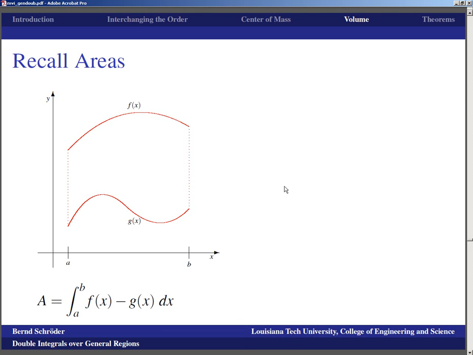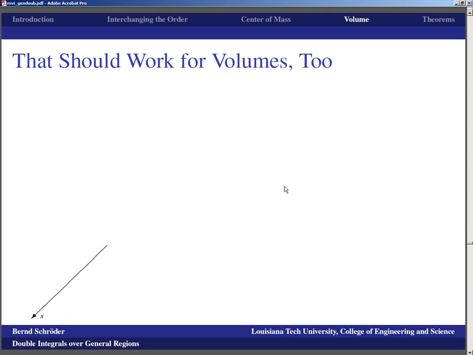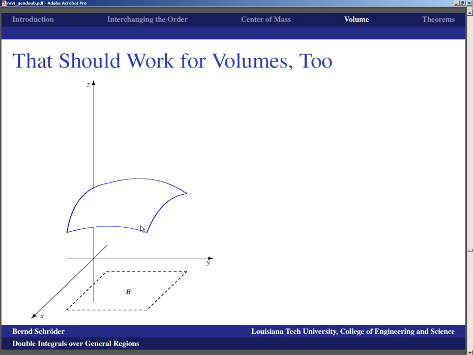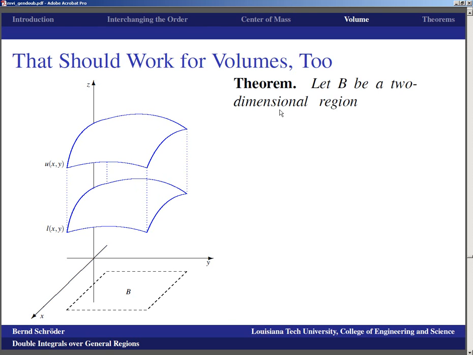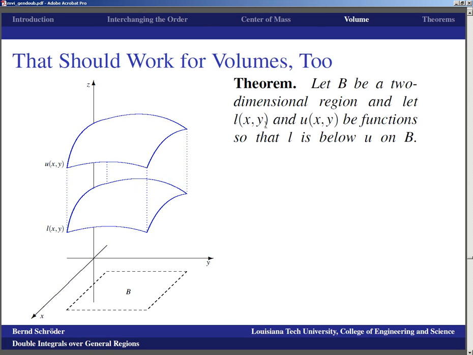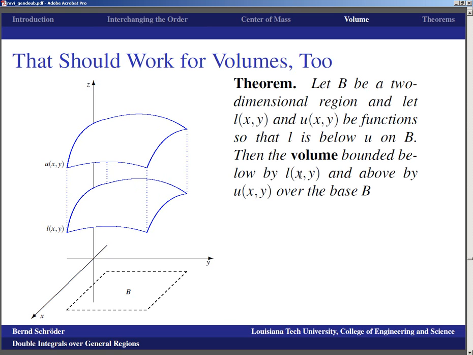Well, that ought to work in the same fashion for volumes. So if we look at our typical right-handed three-dimensional coordinate system, we could pick ourselves a domain or a base B. If we then have one function above that, which may be the lower function, and another function above it, which we would call the upper function, then the volume that is trapped between those two should be the following. If B is a two-dimensional region, and L and u are two functions so that L is below u on B, then the volume that is bounded below by L and above by u ought to be V equals the integral of u minus L over the base B dA.